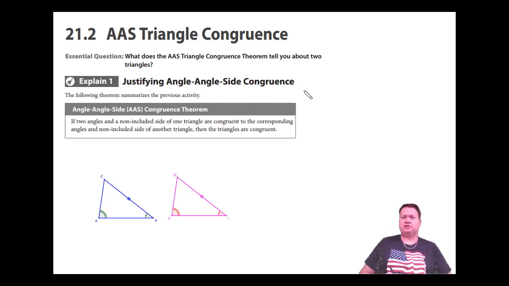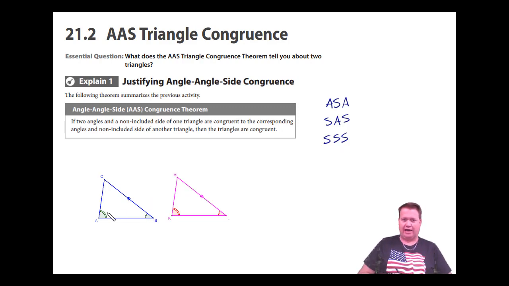We just finished in Module 20 learning about 3 different ways we could prove triangles are congruent. We had angle, side, angle, we had side, angle, side, and then we learned side, side, side. And now we're going to learn angle, angle, side. And this is a picture of what angle, angle, side looks like.